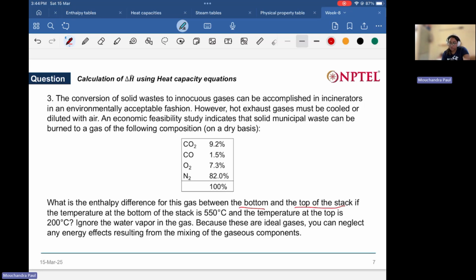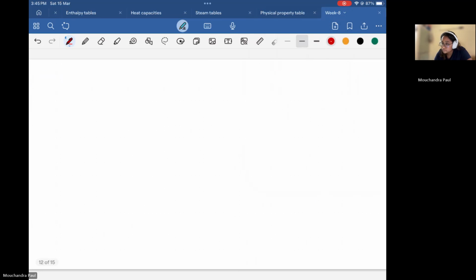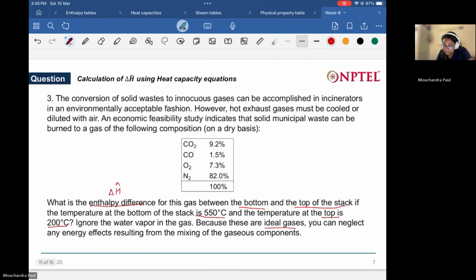The temperature at the bottom is 500 degrees Celsius and temperature at the top is 200 degrees Celsius. Ignore the water vapor in the gas. Because these are ideal gases, you can neglect any energy at the resulting maximum release. So you have to determine delta H here. First, let's start with finding the heat capacity equations for each of the components that is given here.